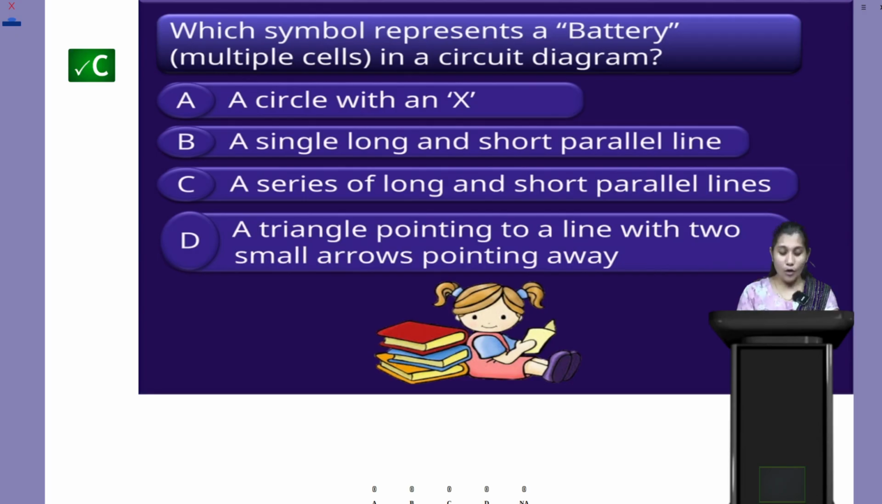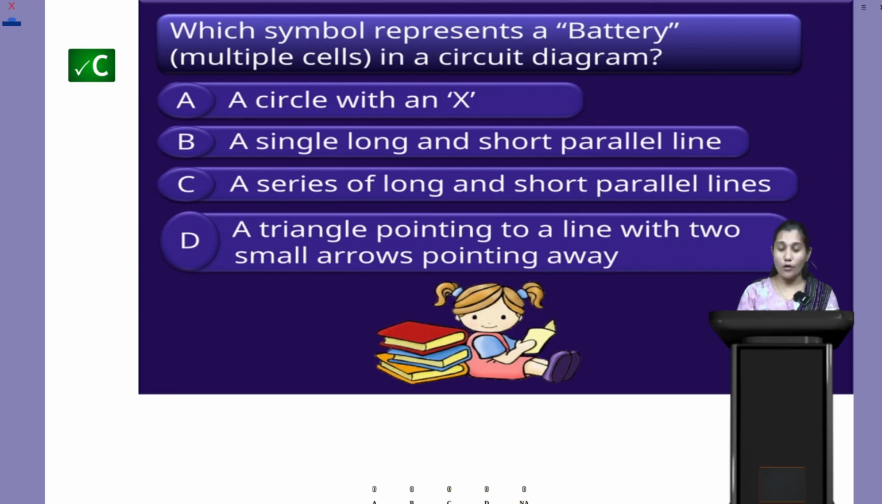Option B, a single long and short parallel line. So like this we represent a cell. No, because this one we represent as a single cell, and here we have been given multiple cells. Okay, this represents a single cell, but here it is mentioned a battery, and battery means what? Multiple cells. So option B is also wrong.